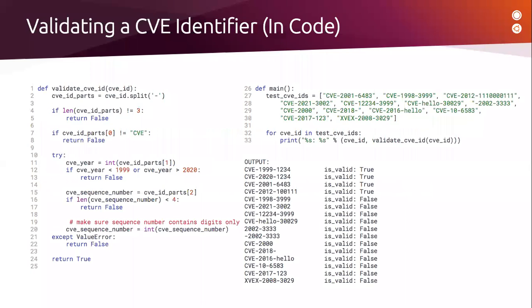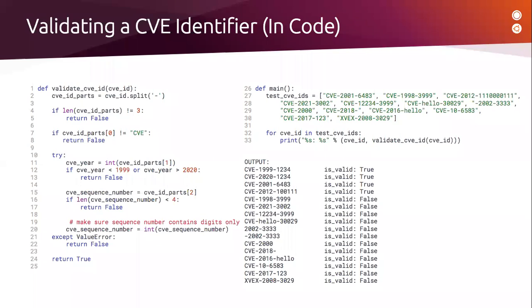So I wrote up this Python code. On the left, there are 23 lines of actual code that perform validation of a CVE ID. And on the right-hand side, there's a main function that runs a bunch of potential CVEs through my function and checks whether or not my function thinks that they're valid. Now it's 23 lines, it's not super long, and it's pretty easy to see what's going on in here if you've ever programmed any Python, right?